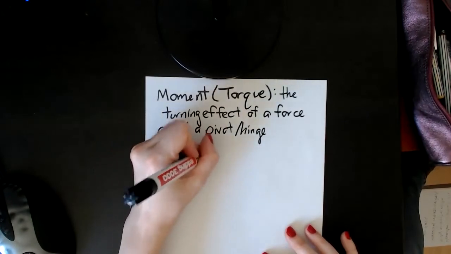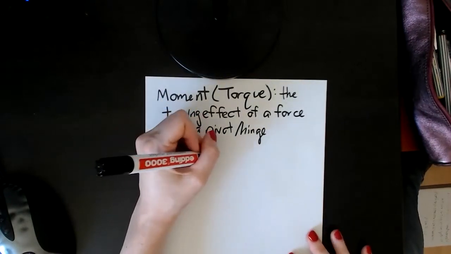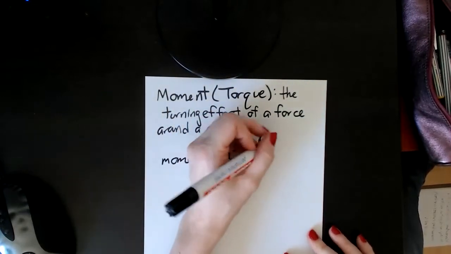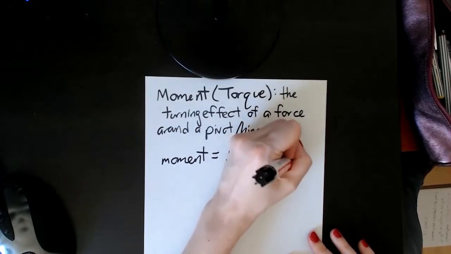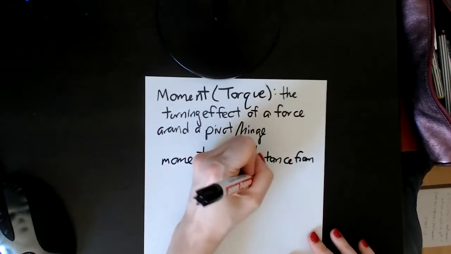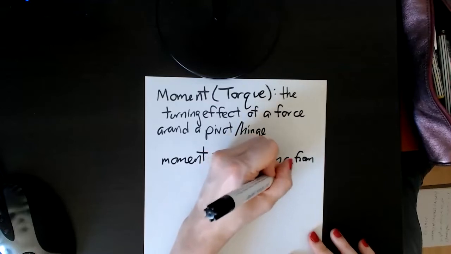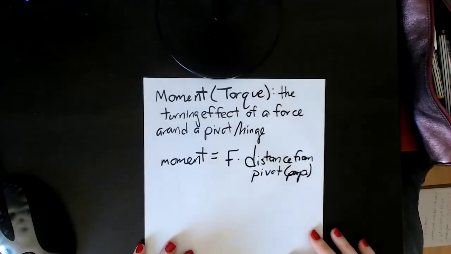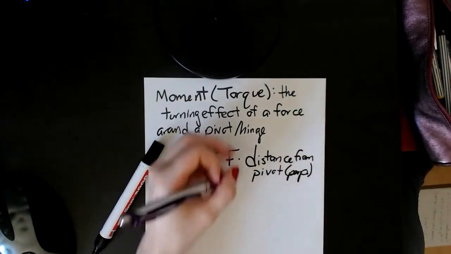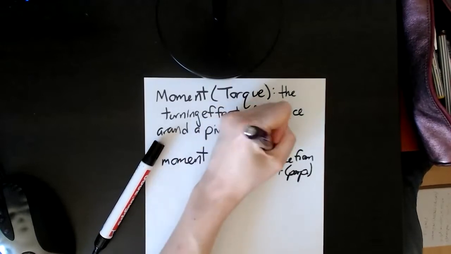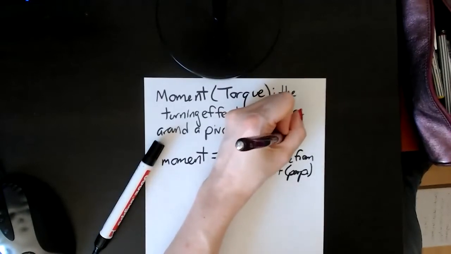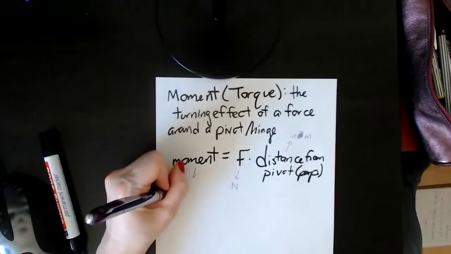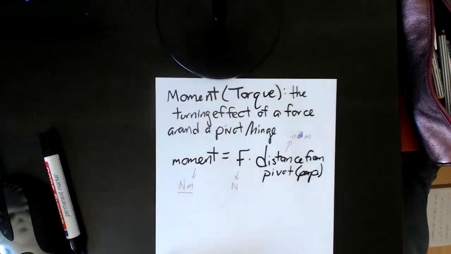So the moment simply equals the force times the distance from the pivot or the hinge. And that should be the perpendicular distance. So I'll give you an example of what I mean. Okay, so this is the perpendicular distance. But just a note about units, remember, force is measured in newtons. The distance is always measured in meters. And so moment is literally newton meters. That's the unit. All right.